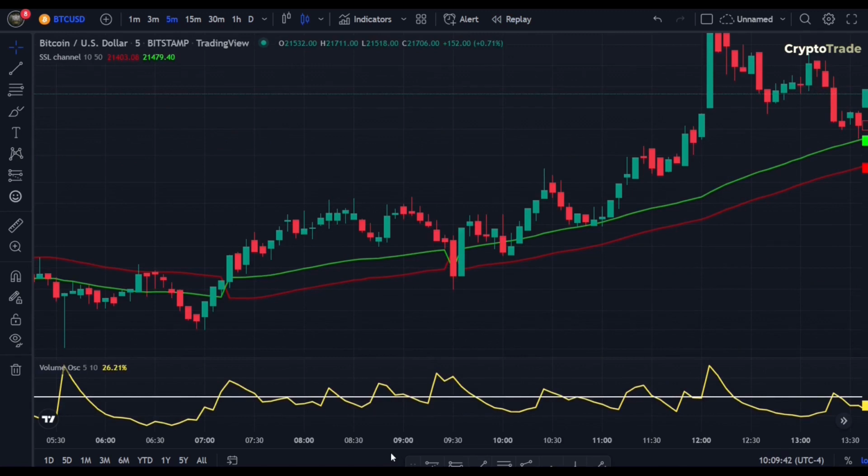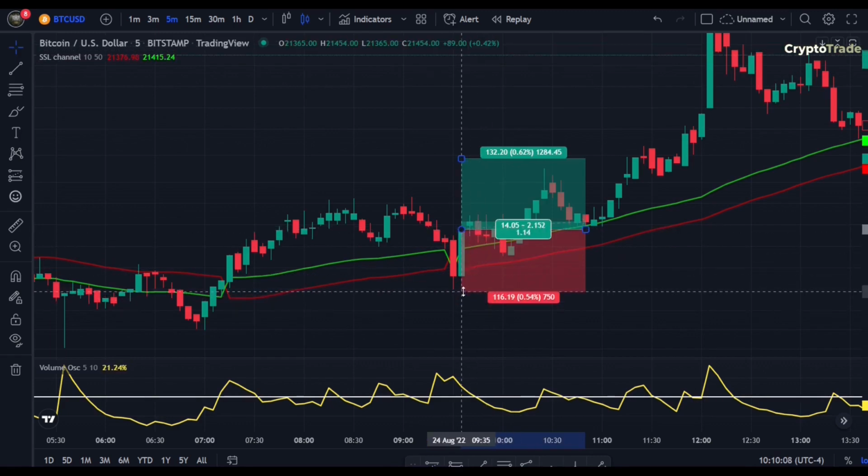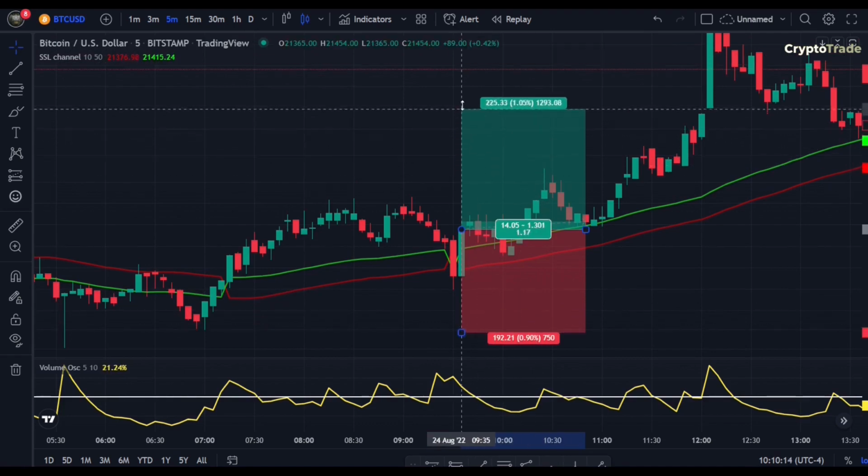I will show you some examples of buy and sell orders. We are using the 5-minute chart. The SSL channel indicator gives a buy signal, with the green line crossing the red line upwards. The volume oscillator indicator is above the white line. As these conditions are met, then place a buy order at the close of the candle. Place the stop loss below the nearest swing low. The risk to reward ratio will be set to 1 to 1.5.